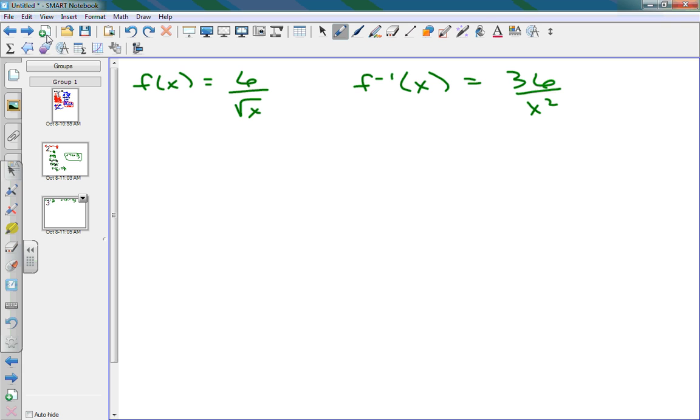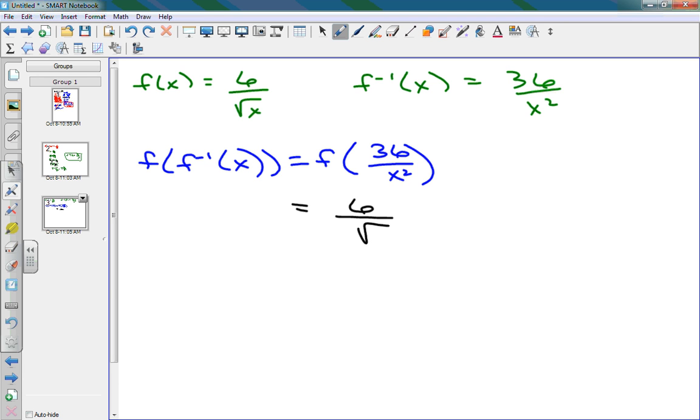I need to do the composition, f of f inverse of x. Now what is f inverse? That means I'm doing f at 36 divided by x squared. Do we see that? Now what is f defined to be? 6 divided by the square root of x. Right? Every time I see an x, what am I plugging in?